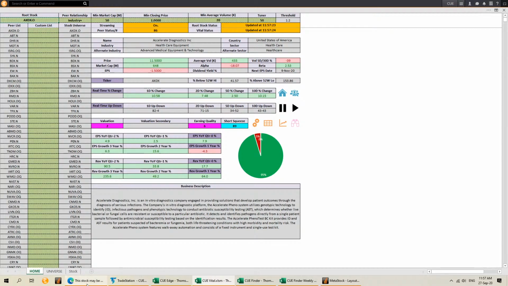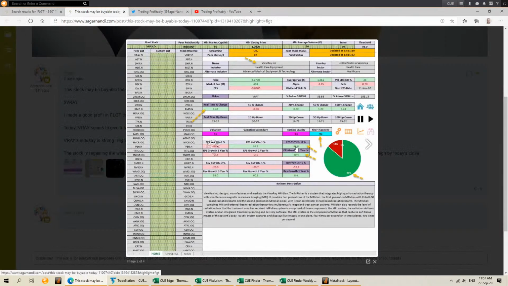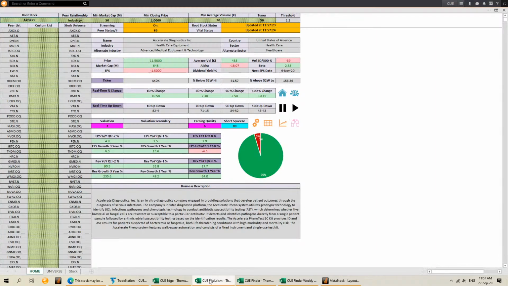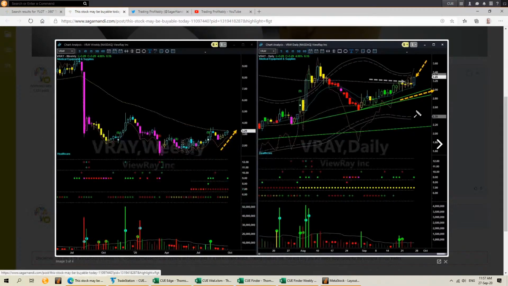However, VRAY was a high growth stock. I look for either undervaluation or high growth. Here it was a high growth stock in the last quarter. And then I looked at the technicals. Technicals were also looking good. Unlike AXDX, which is about to move up from a very low price level, this stock is already in an uptrend.